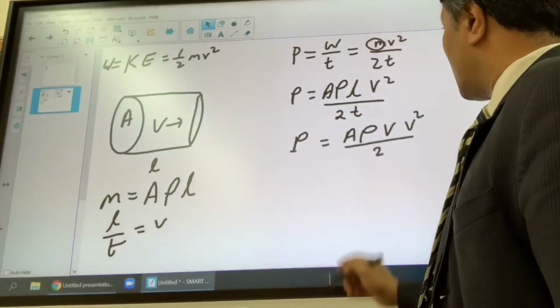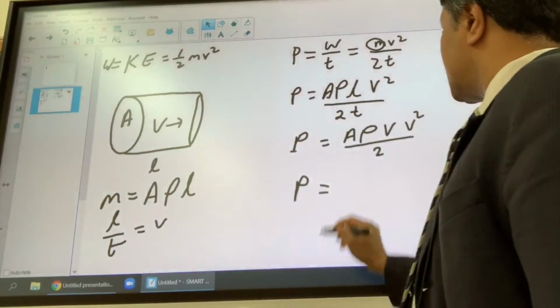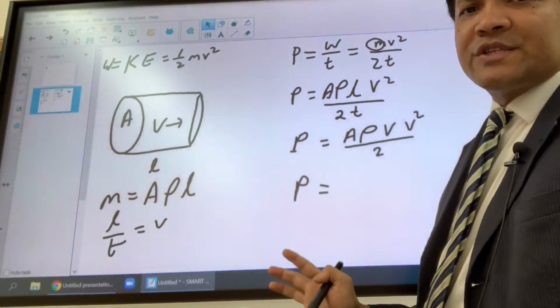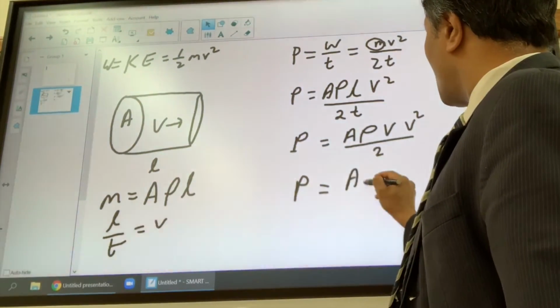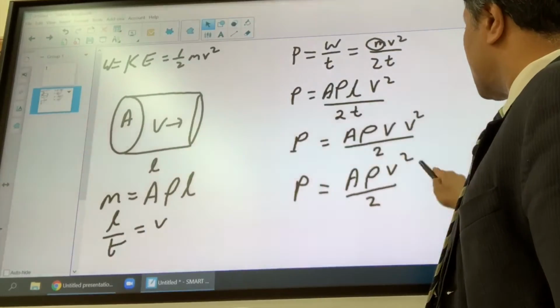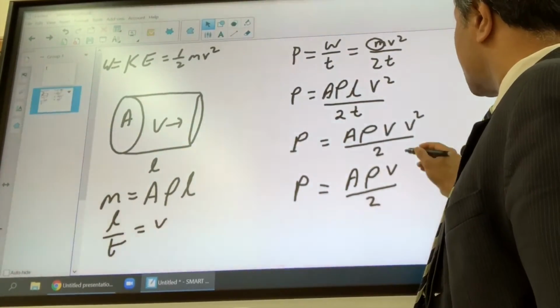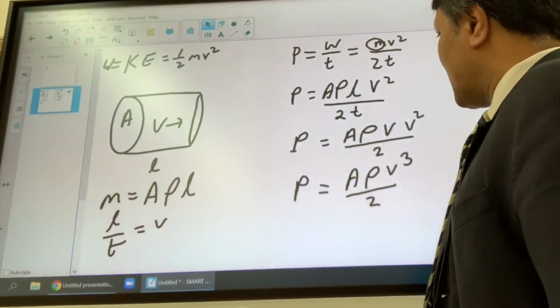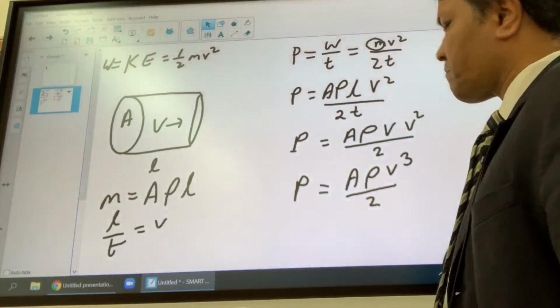Now this is the equation for a wind turbine: A rho velocity squared over 2, times velocity, which is velocity cubed, because velocity times velocity squared is velocity cubed. Now we're going to find the area.